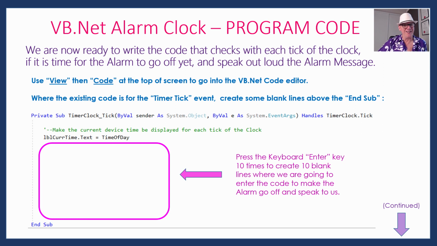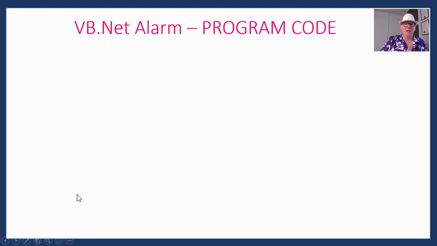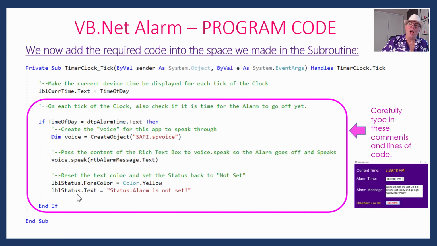All right, now we're gonna need about 10 lines to do that. So just press the Enter key 10 times to make this big amount of space in the existing timer tick subroutine that we've got, all right? And then here's what's gonna go in those spaces that we've made. So you carefully type in these comments and lines of code.